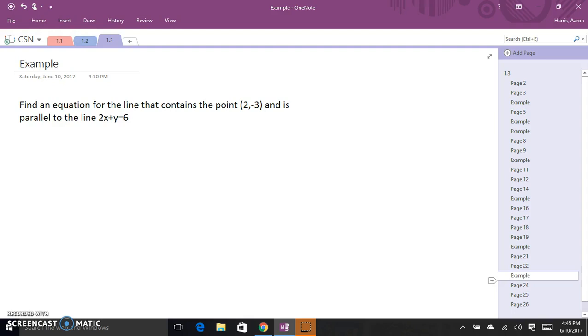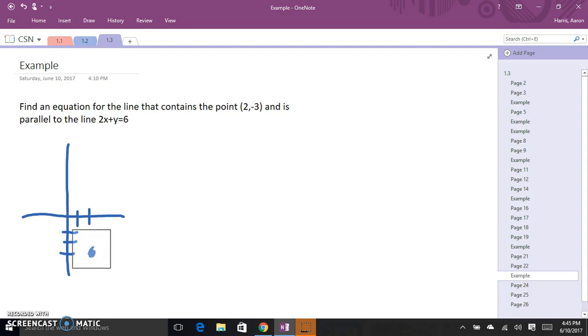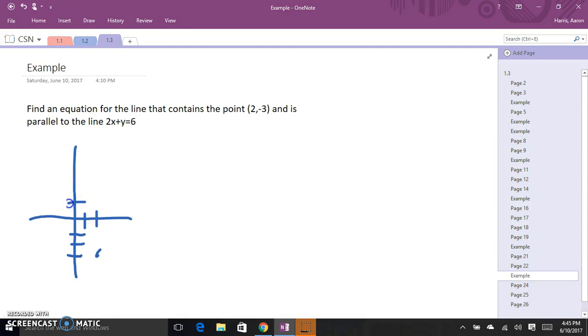In this case, an equation of the line that goes through the point (2, -3). So we're trying to find the equation of the line that goes through this point here, (2, -3), and it's parallel to the line 2x plus y equals 6. I'm not going to write out how you graph that again, but 2x plus y equals 6 looks approximately like that.